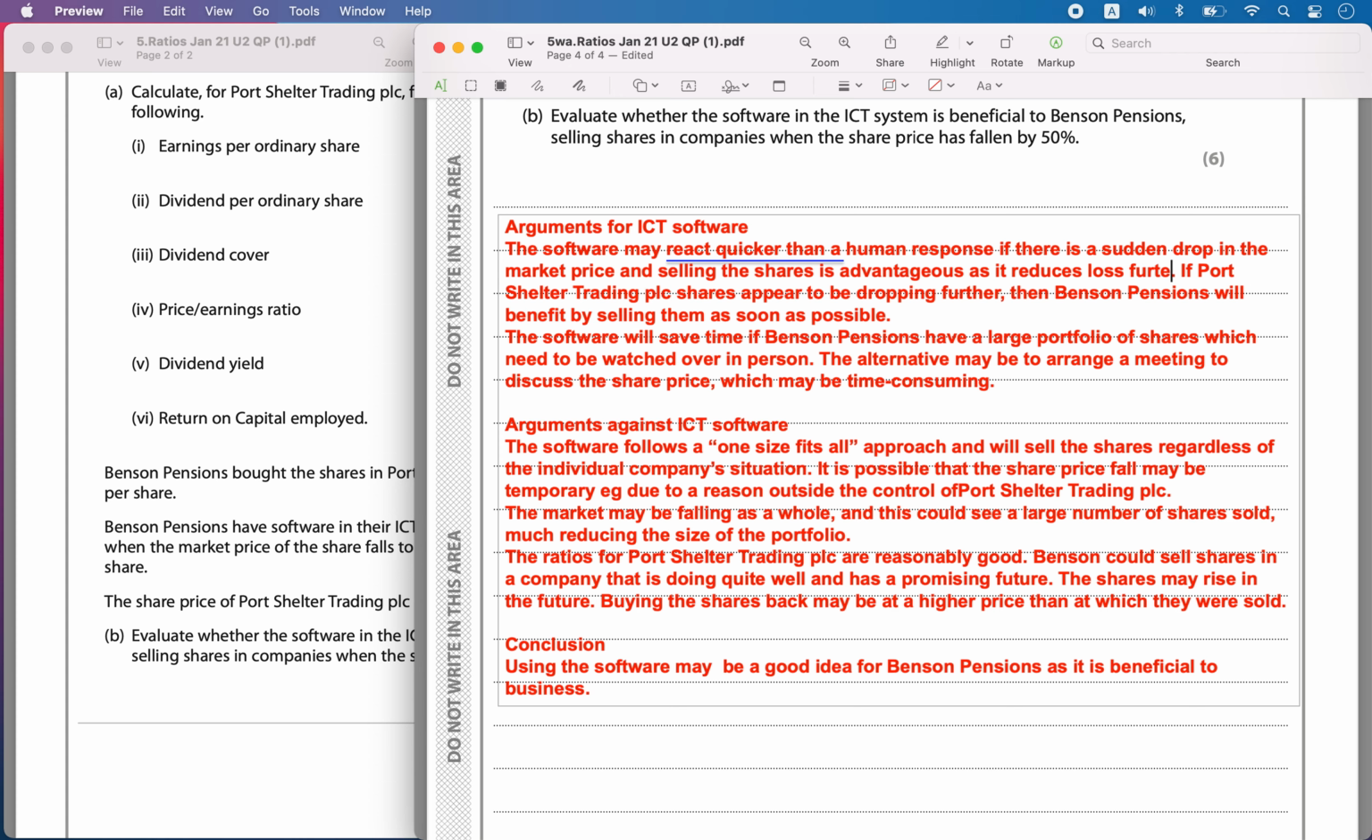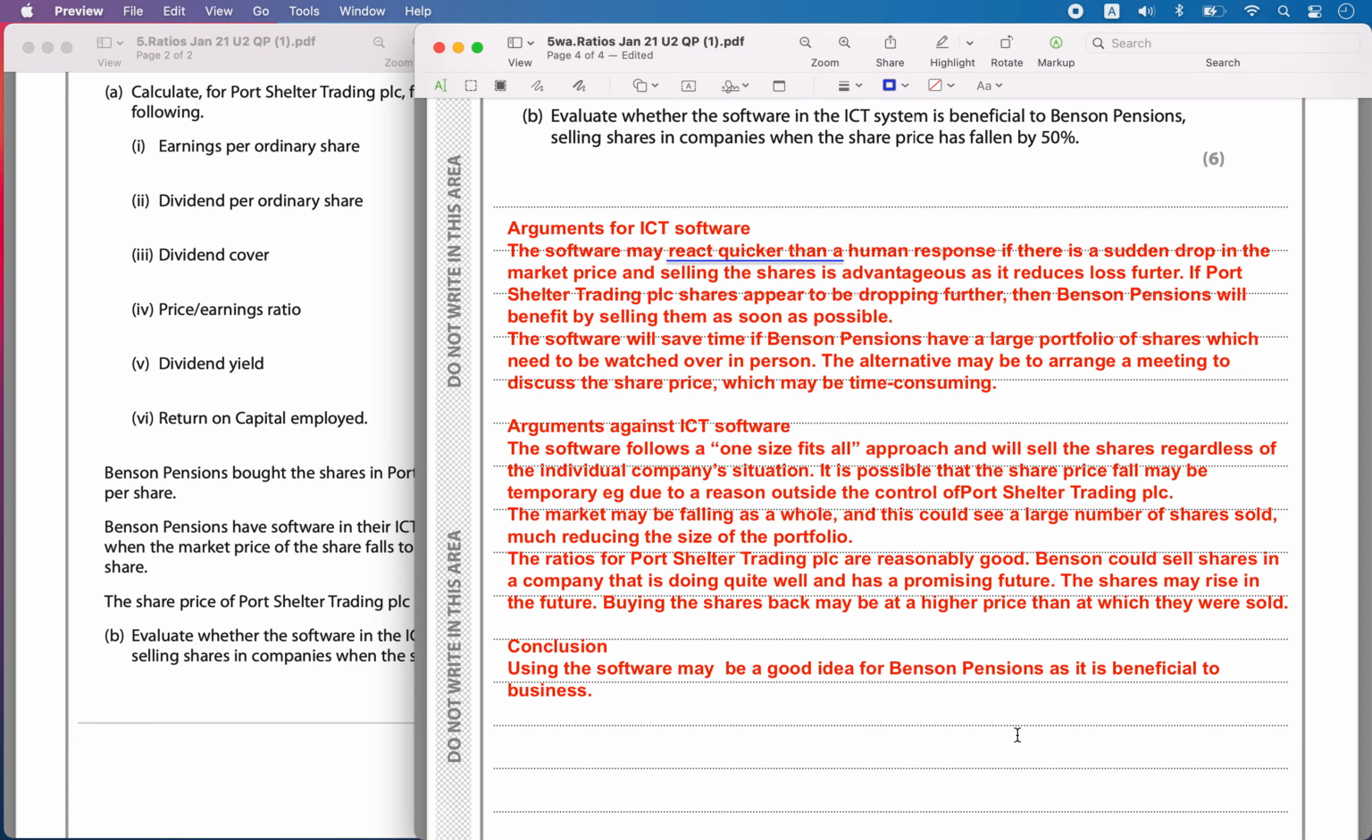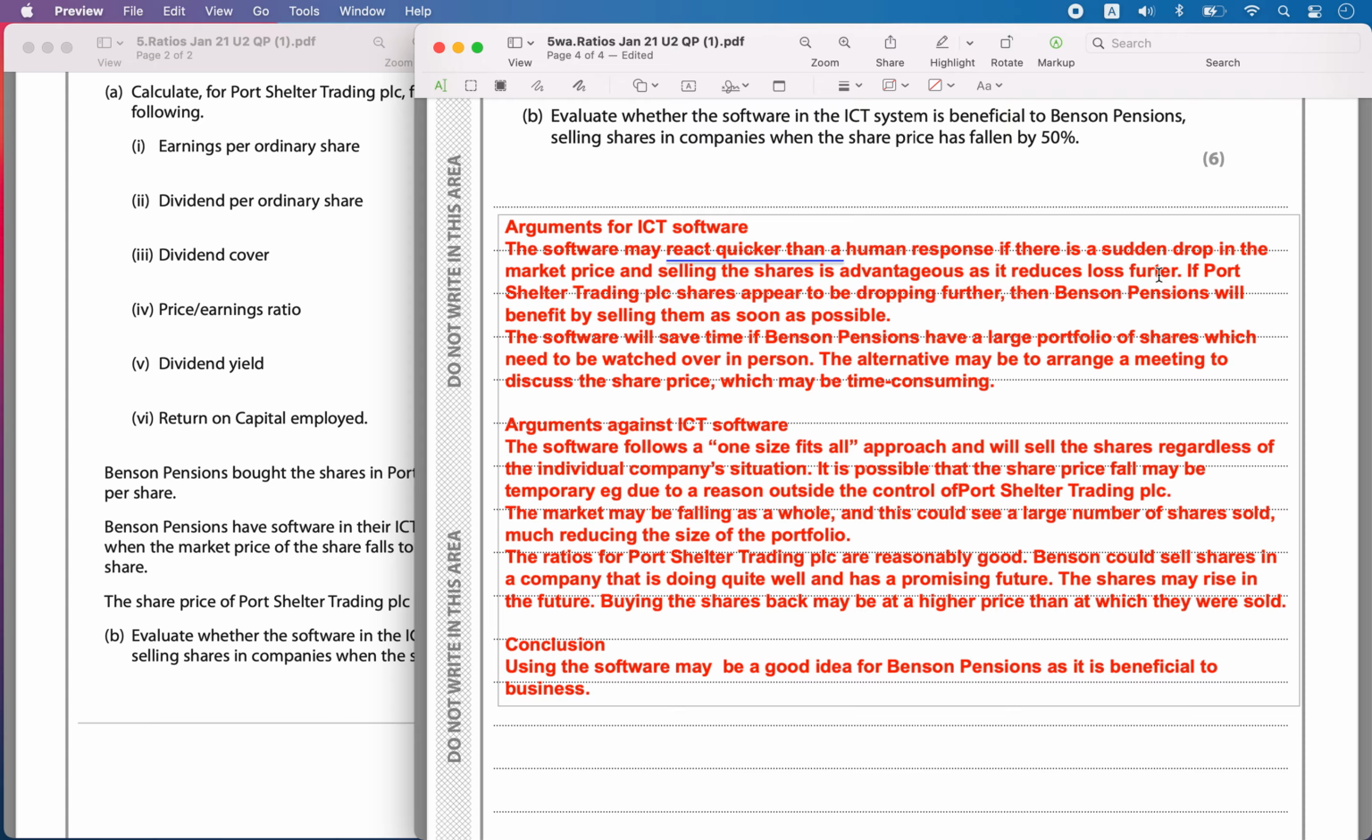loss further. So why do you want to sell if the market price has fallen by 50%? Because you want to reduce further loss, you might want to sell it off at least at 50% loss, rather than having 100% loss. Then if the Port Shelter Trading PLC shares appear to be dropping further, Benson Pensions will benefit by selling them as soon as possible.